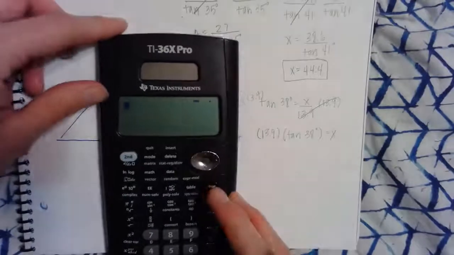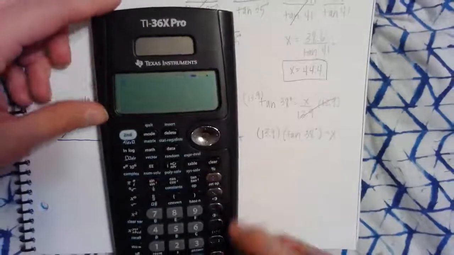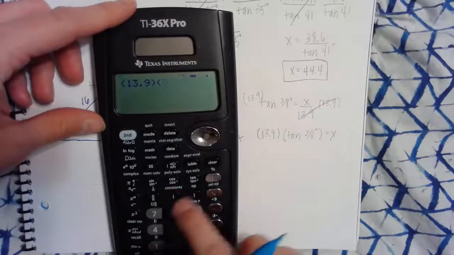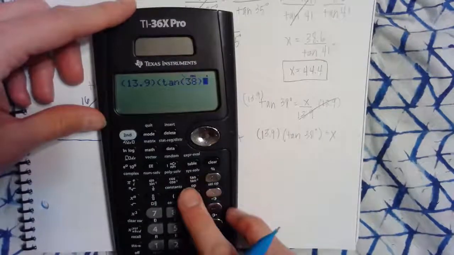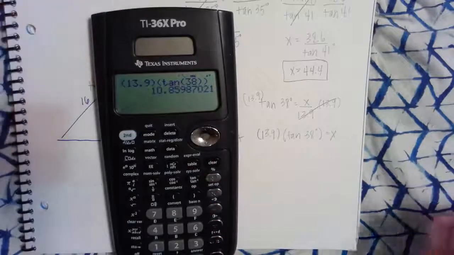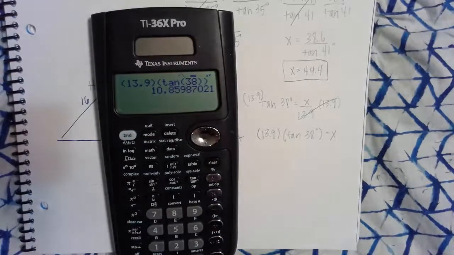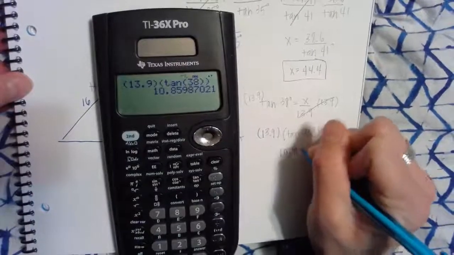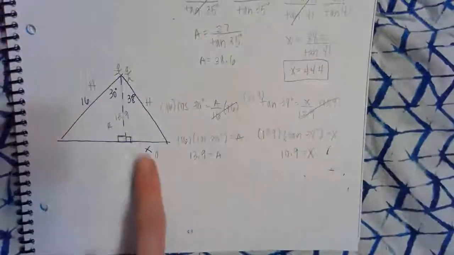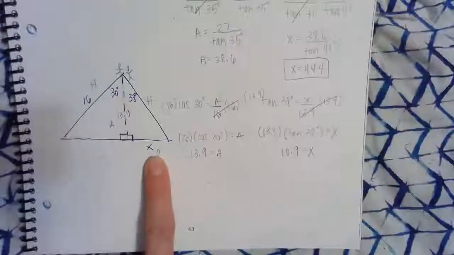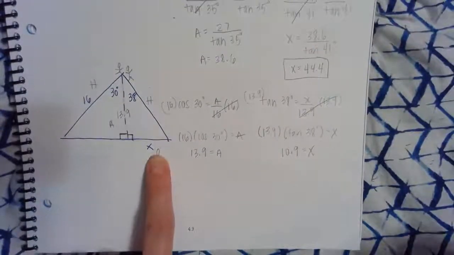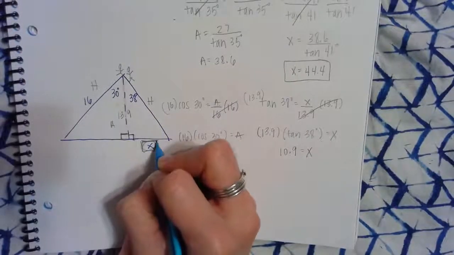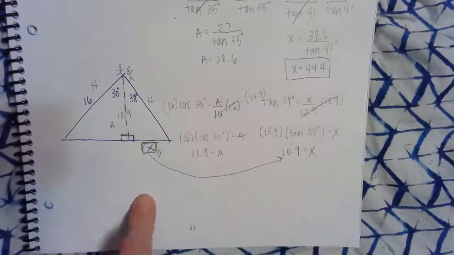So we're going to type that in our calculator, because that's how we're going to get our numbers, 13.9, and then tan of 38, and that gives us 10.85, but remember we want to round to the nearest tenth, so this is really 10.9 is our x value. And that's this side length. Oh, sorry, that was crazy. That's the side length right here by our O. So this guy right here, we'll put a box around him, let's not get confused, is 10.9.